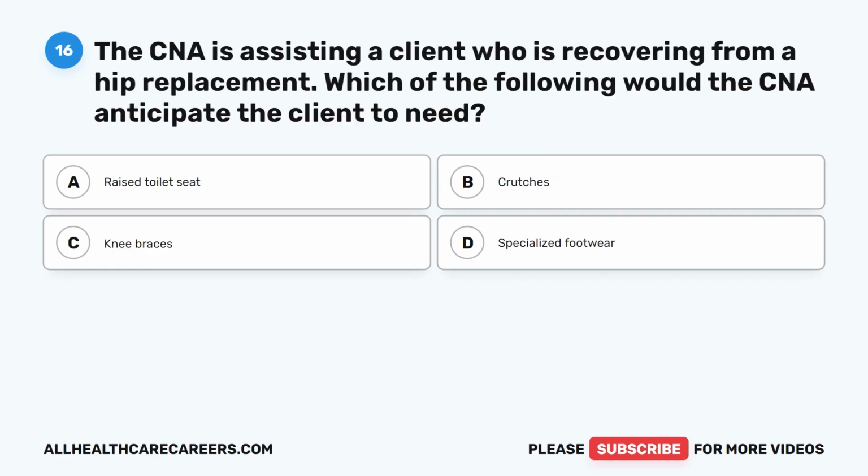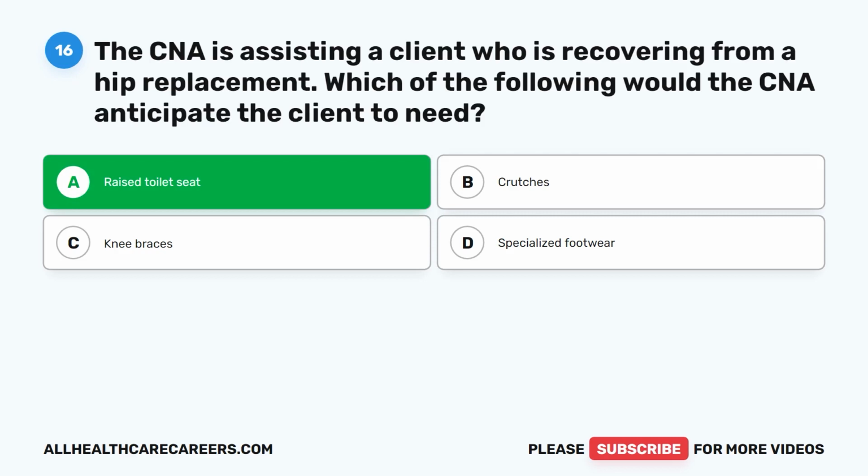Question 16. The CNA is assisting a client who is recovering from a hip replacement. Which of the following would the CNA anticipate the client to need? A. Raised toilet seat. B. Crutches. C. Knee braces. D. Specialized footwear. The correct answer is A. Raised toilet seat.